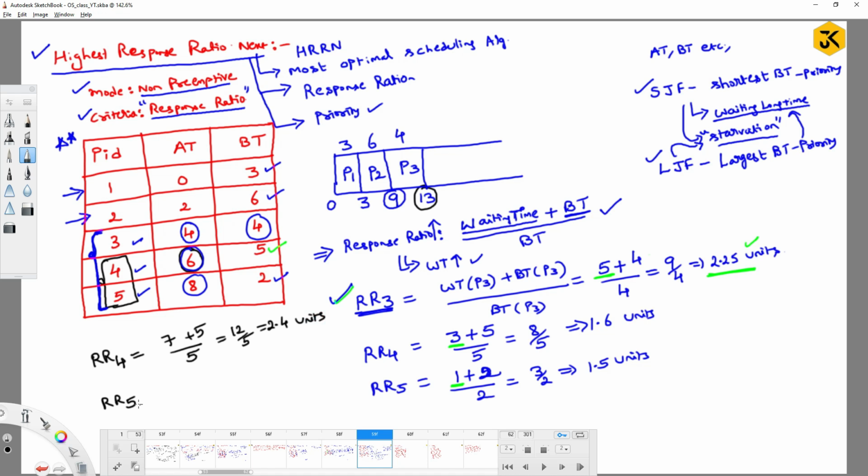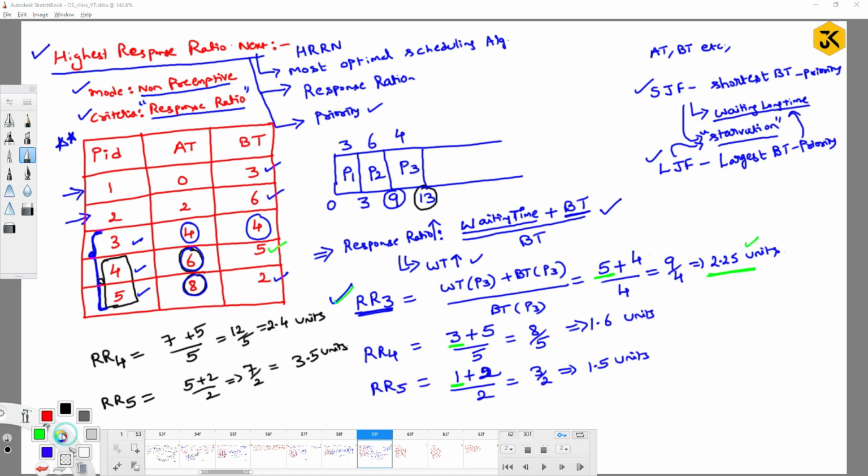And what is the response ratio of 5? Waiting time of the process: arrival time is 8 and the present time is 13. So 13 minus 8 is 5, plus 2, by 2, that is 7 by 2, which I can say is 3.5 units of time.